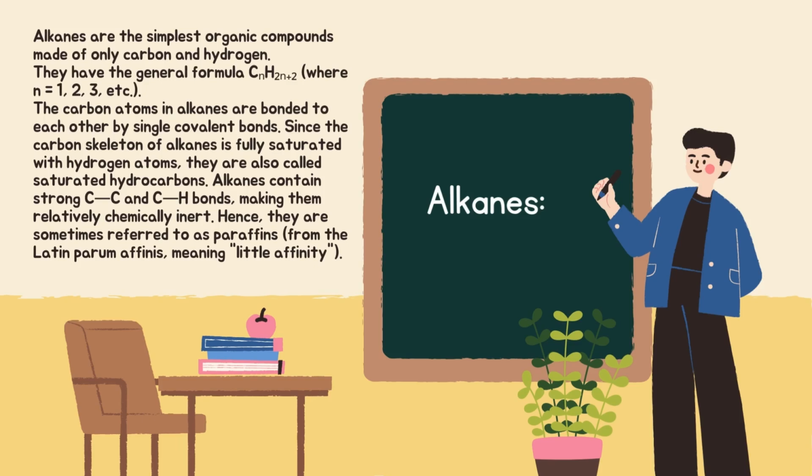Alkanes contain strong C-C and C-H bonds, making them relatively chemically inert. Hence, they are sometimes referred to as paraffins, from the Latin parum affinis, meaning little affinity.